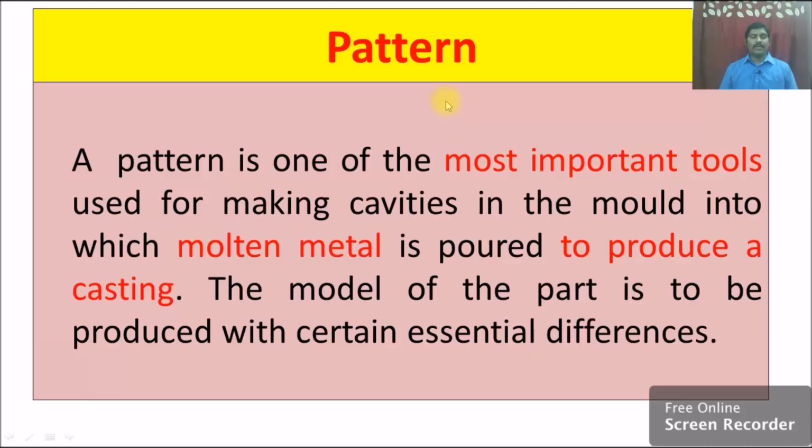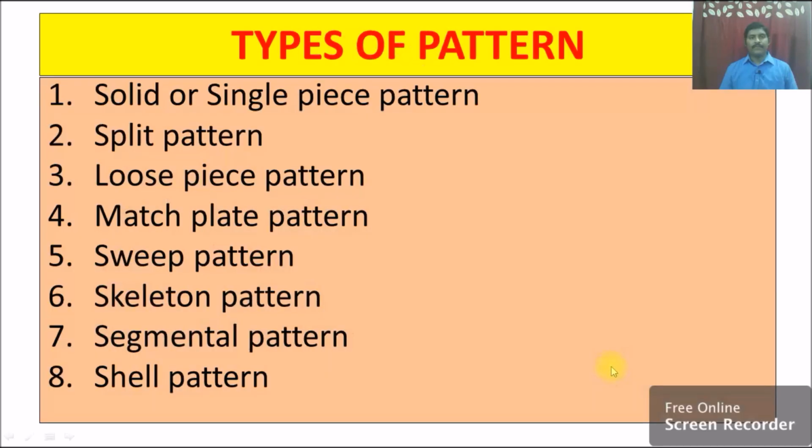So what is meant by pattern? A pattern is one of the most important tools used for making cavities in the mold into which molten metal is poured to produce a casting. It is the model of the part to be produced, with certain essential differences. Types of pattern: 8 major categories are involved.